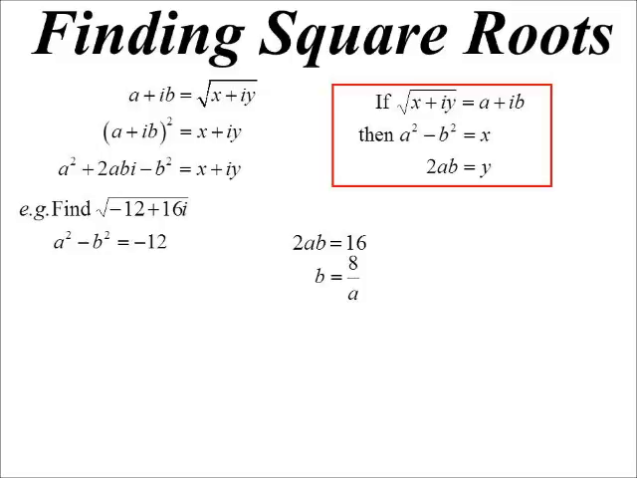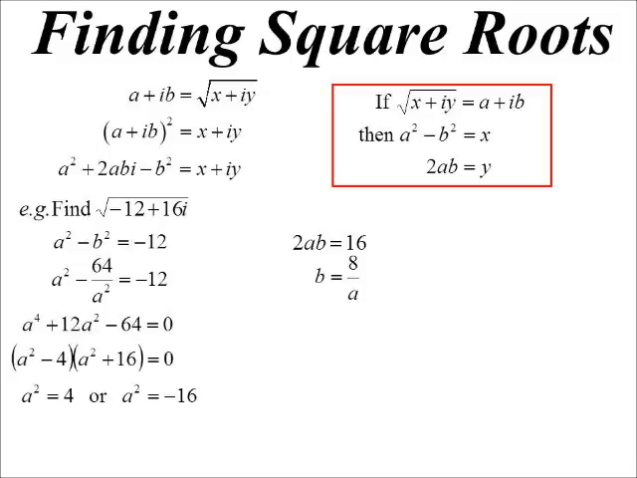On the right-hand side there, I'll rearrange that. b is 8 over a. Sub it into the first one, and I get a quadratic. Well, it's actually a quartic, but it's a quartic that I can solve like a quadratic. There we go. Multiplies together to give negative 64. Adds together to give 12. 16 and negative 4. So either a squared is 4 or a squared is negative 16.